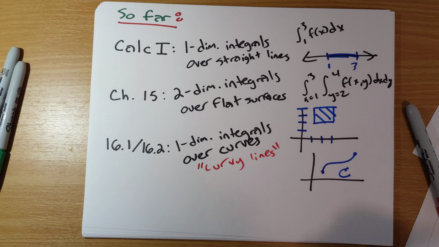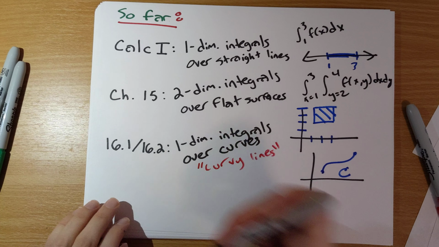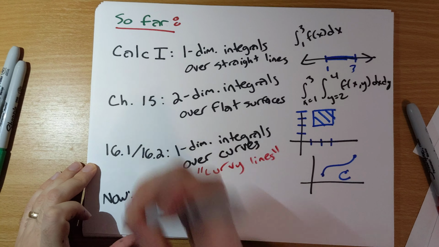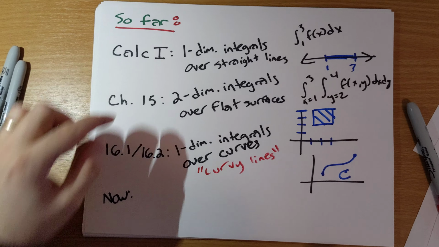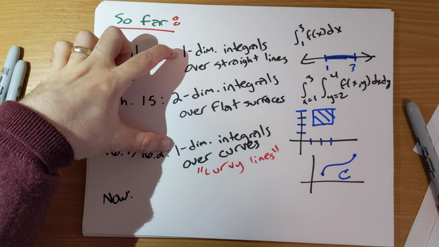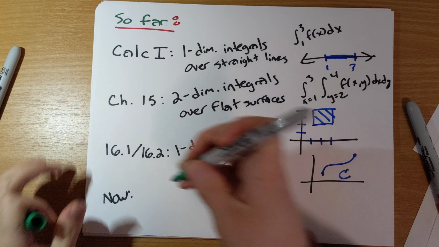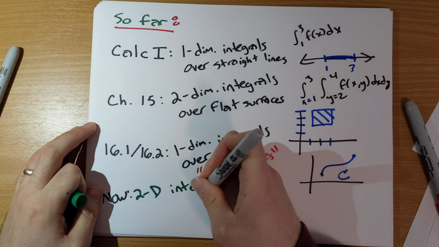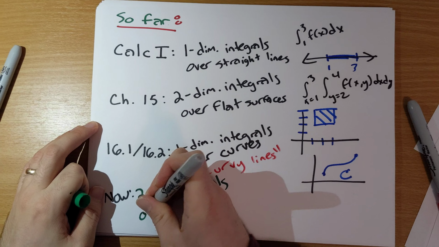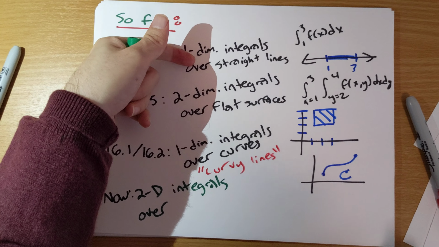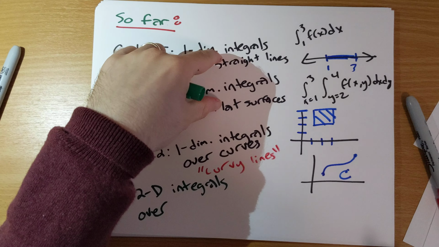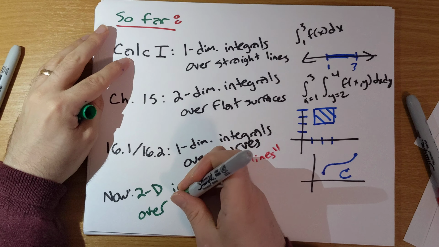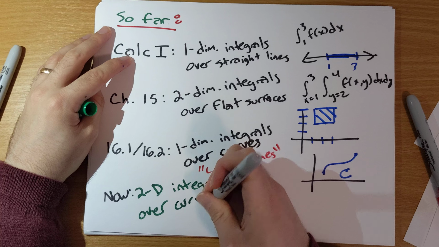So what do you think we're about to do now? Think about what's missing from this chart. We've done one-dimensional integrals, now we're going to do two-dimensional integrals. So 2D integrals over straight, flat surfaces up here, and curvy lines, so curvy surfaces.